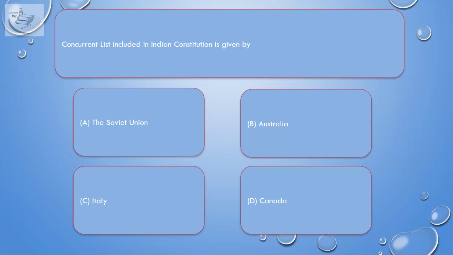Question: concurrent list included in Indian Constitution is given by A. the Soviet Union, B. Australia, C. Italy, D. Canada. Correct answer is B. Australia.